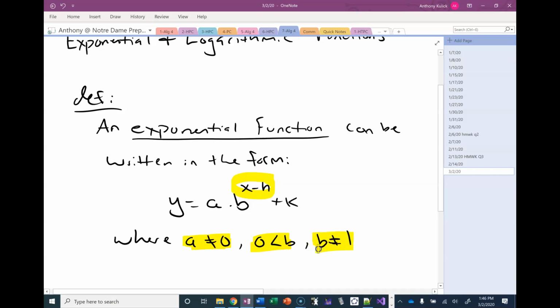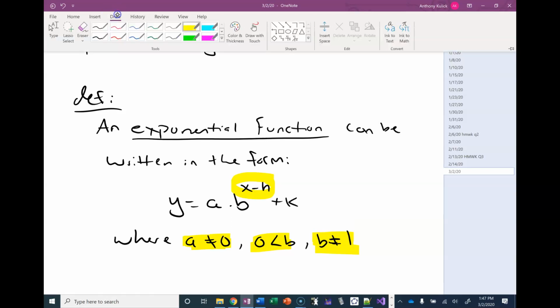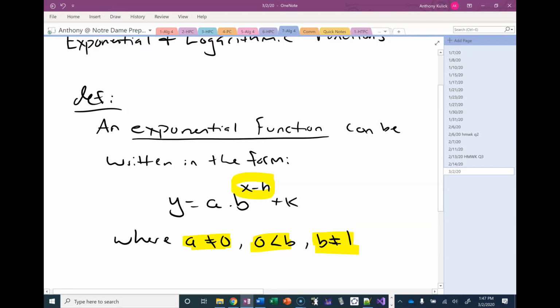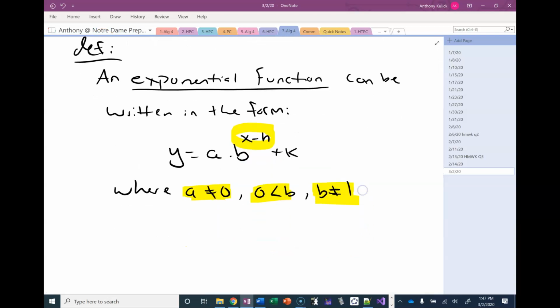And then the last thing we have to talk about is why we have the requirement that b can't be 1. What would this turn into if b was 1? Just a plus k, right? Because 1 to any power is still just 1, and a plus k has no variable in it. That's just a constant function. That's not what we want to be talking about. So that's why we have those 3 little requirements in there, to make sure that when we talk about an exponential function, we're actually getting exponential functions and not something else. Everybody okay there? Okay.